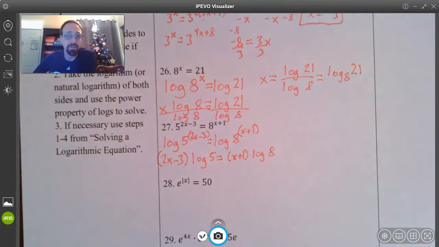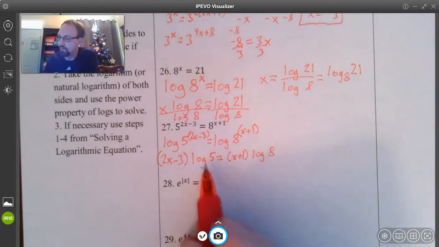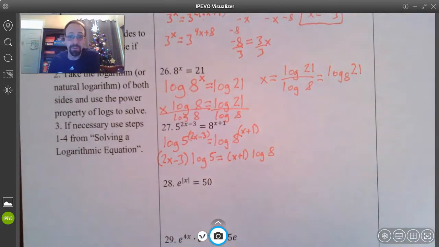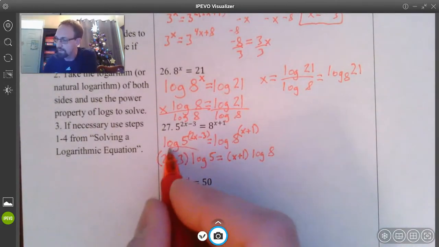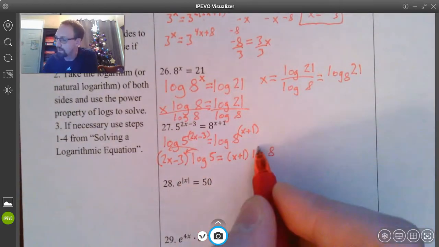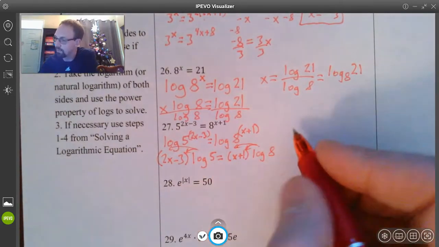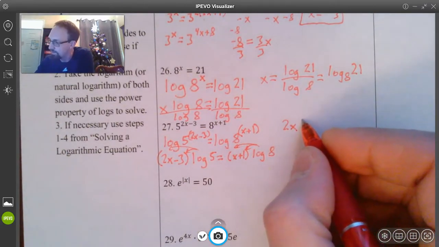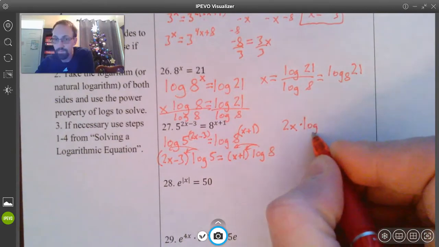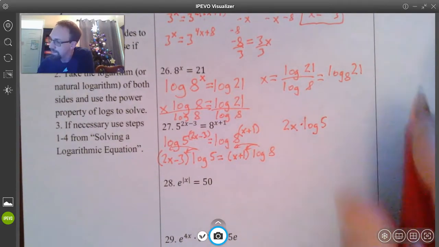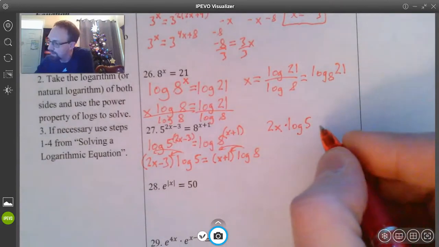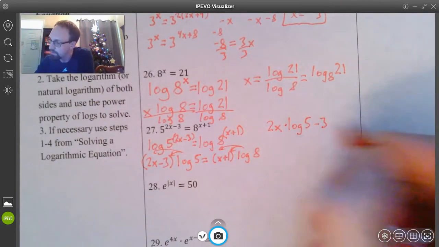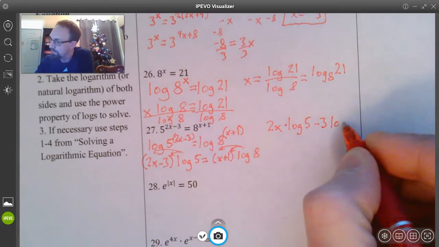Now, a lot of students get confused on what to do here because, again, we want to end up not dividing by an x. Remember, log of 5 and log of 8 are numbers. These are values. We can actually distribute these to both of these. So I can distribute, and this gives me 2x times log of 5 minus 3 times log of 5.